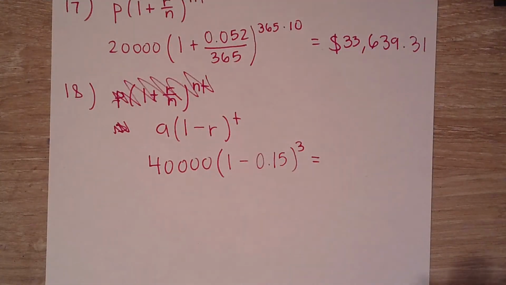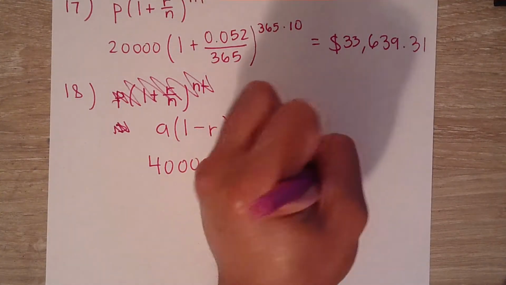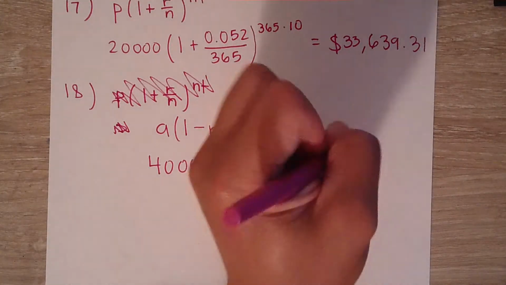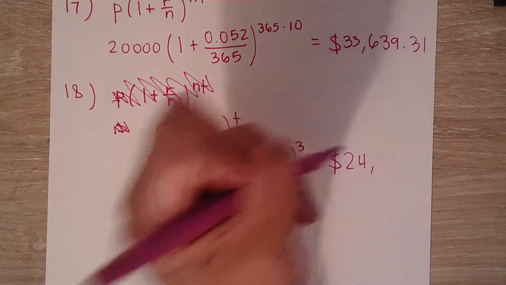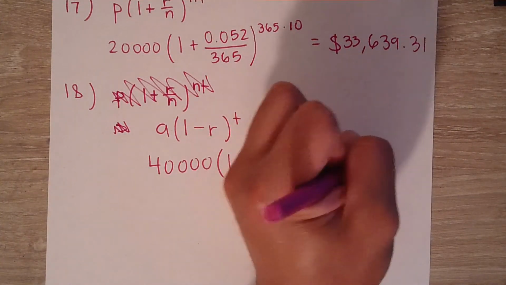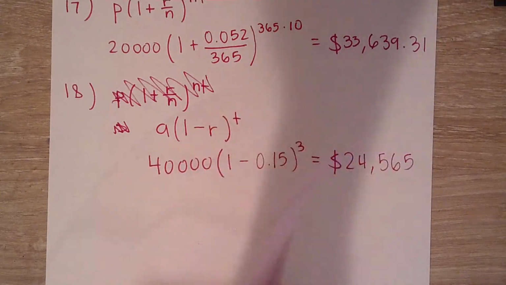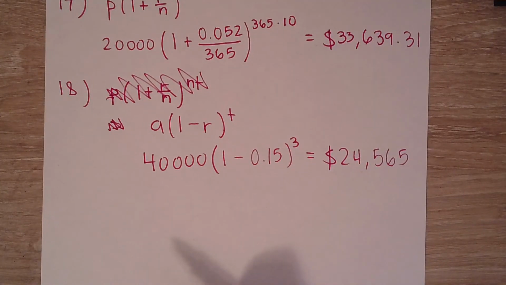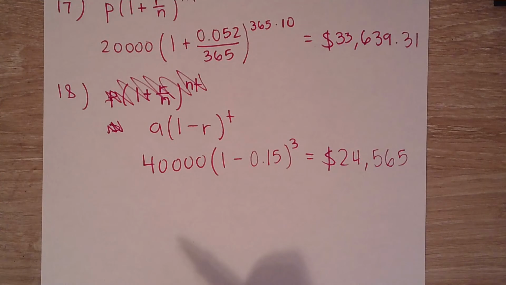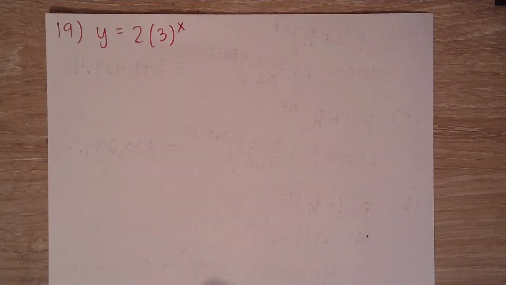All right, so entering that into Go Formative with our dollar sign, you should have it as 24,565. All right, no decimals, comes out to an even number. All right, question number 19.